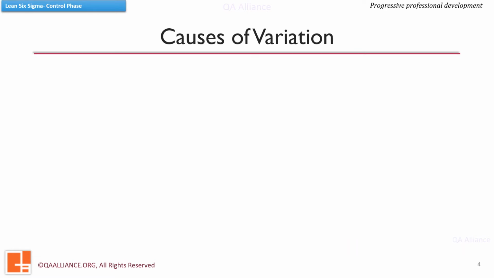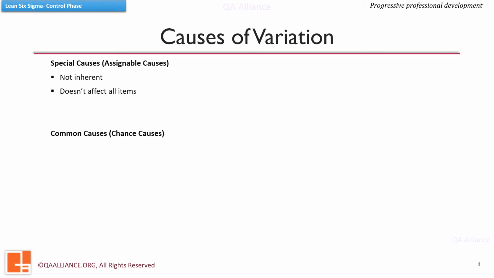The causes of variation can be divided into two types: common causes of variation and special causes of variation. The variability due to special causes of variation is something that is not inherent in the process. It is not part of the process as designed, and thus it doesn't affect all items. It can be due to improper use of any tool or unsuitable raw material.